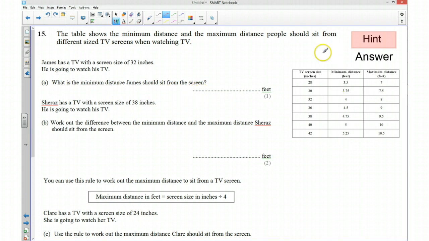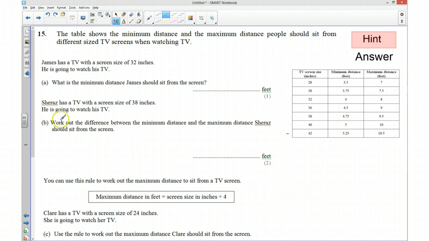So we need to be able to read this table. This is the size of his TV in inches, and each of these numbers represents the minimum distance corresponding to the size, and then this column here is going to tell us the maximum distance in feet for each of those sizes. So you need to decide which values you need to read off to give you that information.